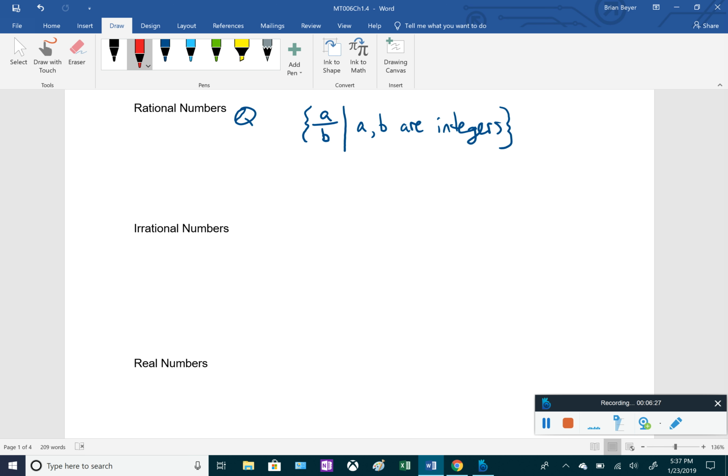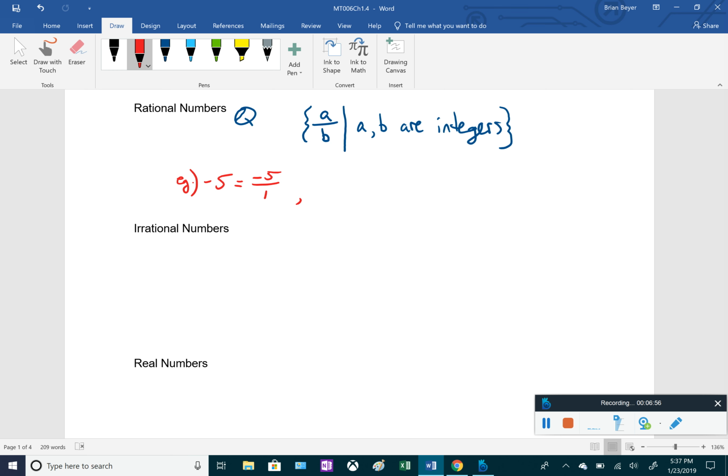So for examples of this, we could have something like just straight up -5. -5, we know that's an integer. We can rewrite that as -5 over 1. -5 and 1 are both integers, so -5 is a ratio of integers. Hence the name rational numbers, ratio of integers.